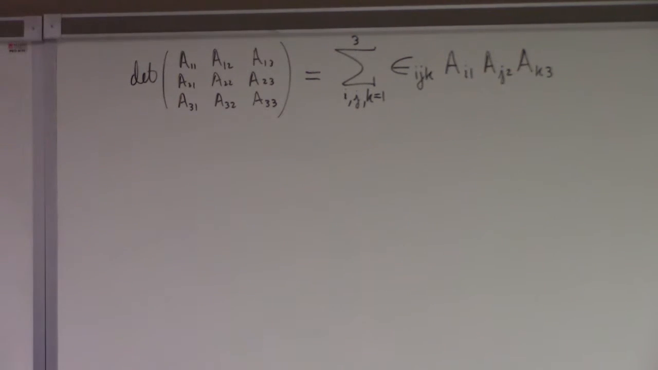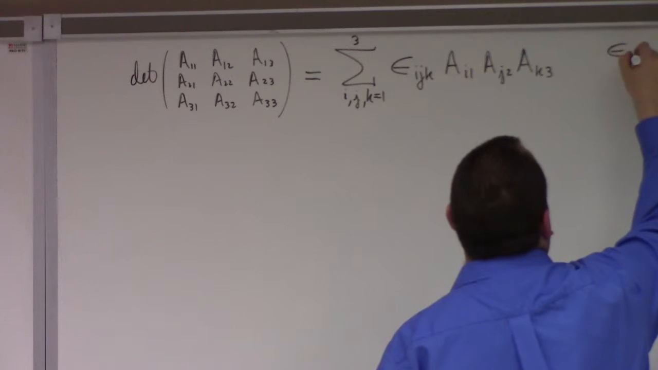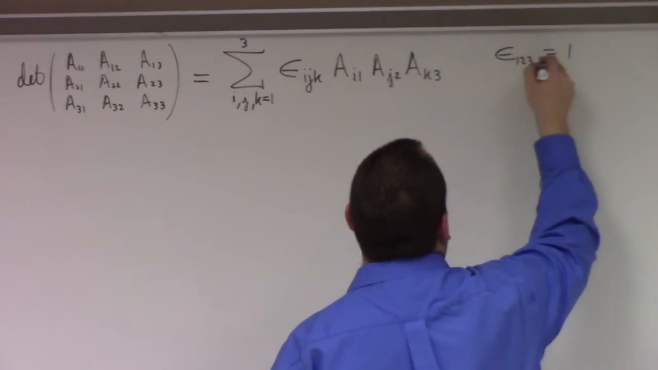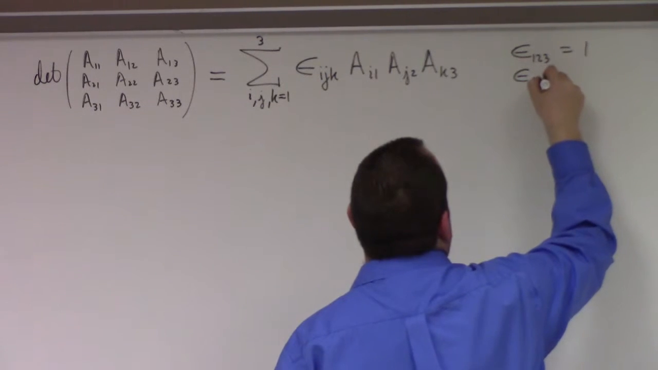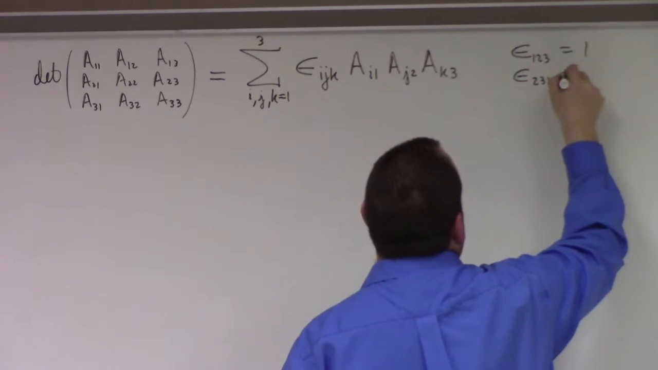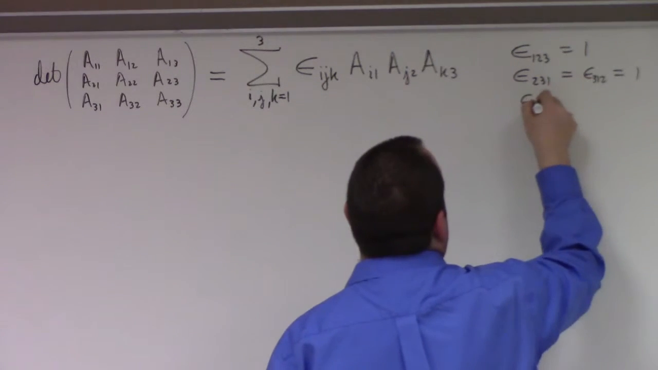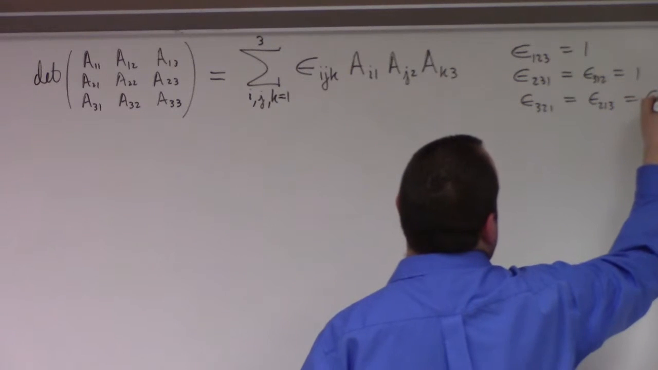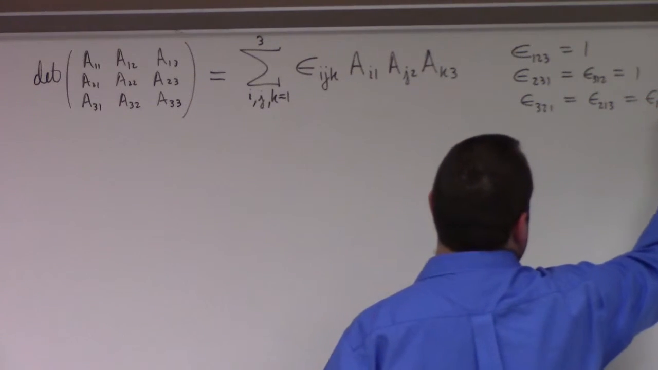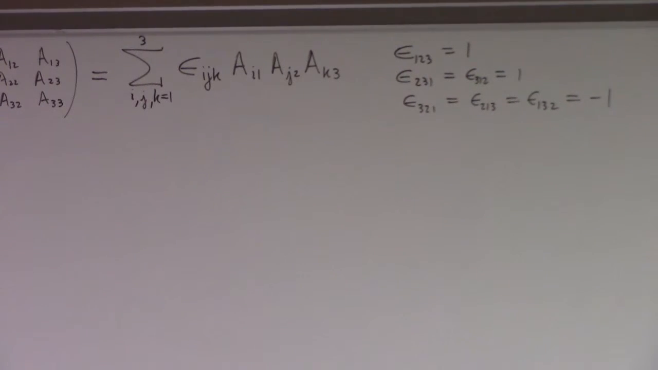Because if you study the epsilon symbol for 3, you get epsilon 1, 2, 3 is equal to 1. That's the starting point. And then epsilon, well, you work it out: epsilon 2, 3, 1 is equal to epsilon 3, 1, 2. Those are 1. But epsilon 3, 2, 1 is equal to epsilon 2, 1, 3 is equal to epsilon 1, 3, 2. Those are minus 1. So you got 3 1s, you got 3 minus 1s.